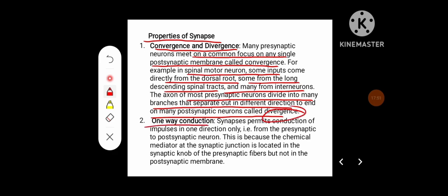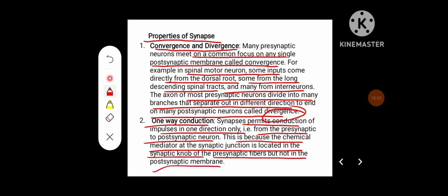One-way conduction is another property. The synapse permits conduction of impulses in one direction only, that is from presynaptic to postsynaptic neuron. This is because the chemical mediator at the synaptic junction is located in the synaptic knob of the presynaptic fibers but not in the postsynaptic membrane.